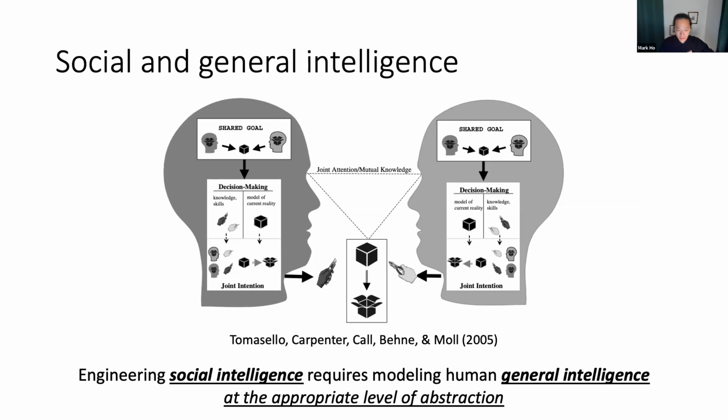And so even in the work I was just talking about, you have this rich phase of planning and phase of inference, and there are a lot of details in there that depend on the particulars of how human intelligence is structured. And so a large part of the research that I've been doing more recently is trying to investigate and think about these aspects of human general intelligence at a level of abstraction that is appropriate for thinking about engineering social intelligence and understanding social intelligence in humans more broadly.